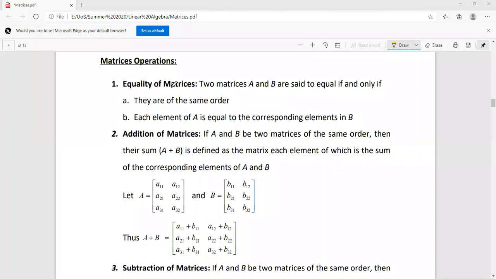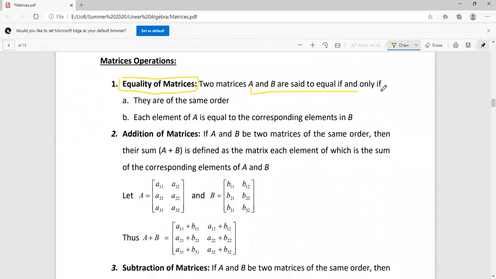So first of all, what is the equality of matrices? When will two matrices be equal? Two matrices A and B are said to be equal if and only if they have the same order. This is the first property. And the second condition is each element is equal to the corresponding element in B. Corresponding element means the first should be equal to the first, second should be equal to second, third should be equal to third.